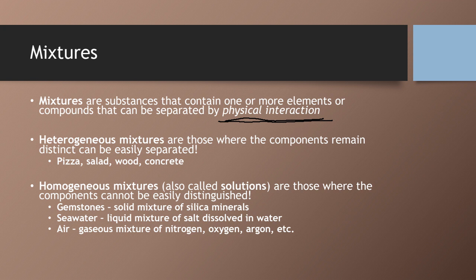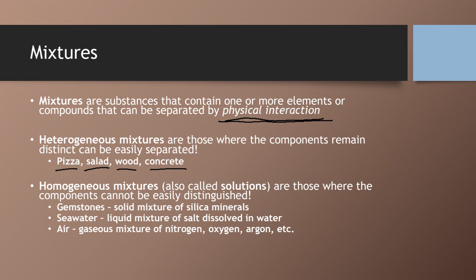There are different types of mixtures. A heterogeneous mixture is one where you can see distinct differences between the components of the mixture. If you look at a piece of wood or concrete, you can see the different little rocks and stuff inside the concrete. You can see the different grains and pieces of wood. If you look at a salad, you can see all of the different components that make up the salad. Same thing with a pizza. These are all heterogeneous mixtures. They're made up of multiple things that you could separate by physical means.